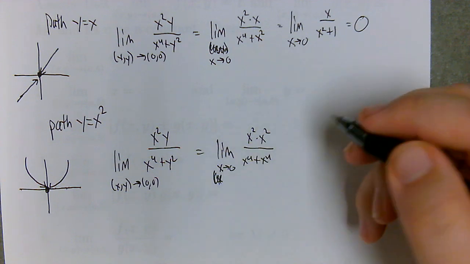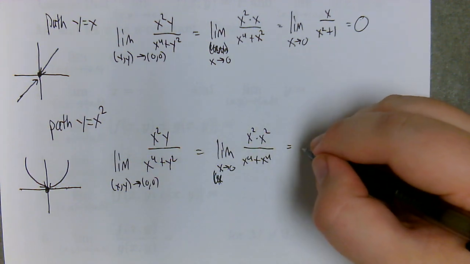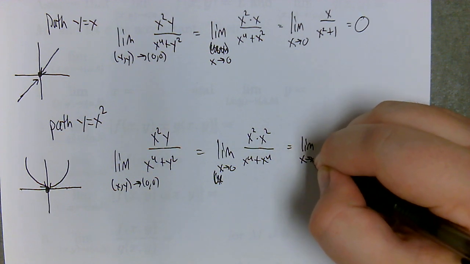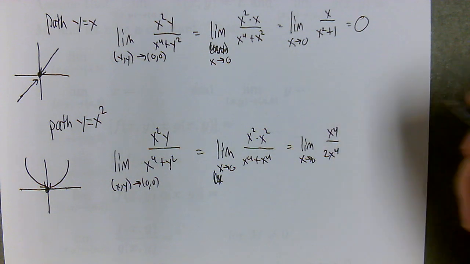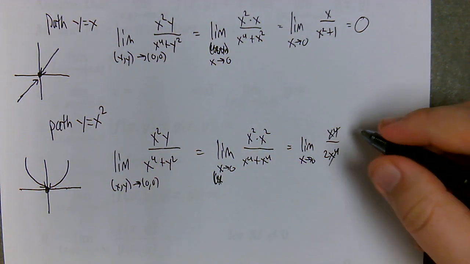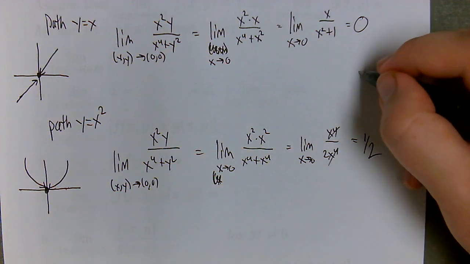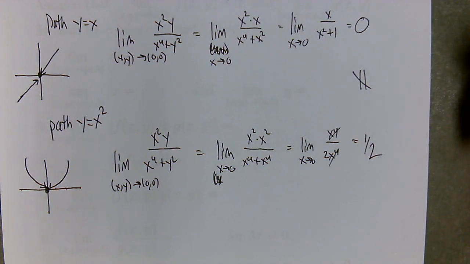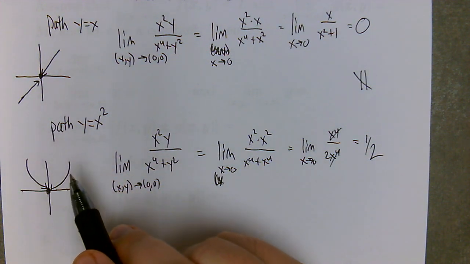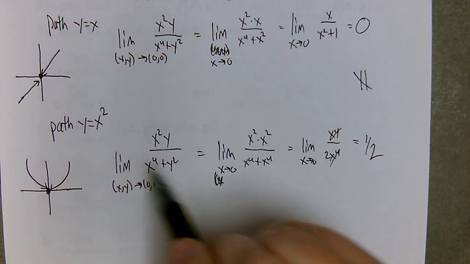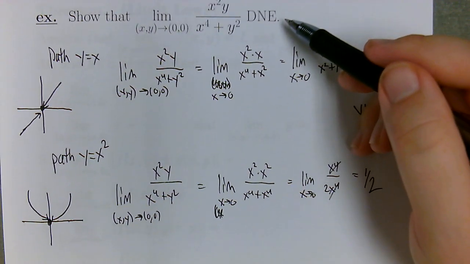And we have x going to 0. All right, on the top, if I multiply these, I get another x to the 4th. And then down here, I have 2 copies of this, so it's 2x to the 4th. And then if I cancel here and take the limit of a constant, I get 1/2. Last I checked, 1/2 is not equal to 0. So depending on which path we decide to take here, we can end up getting 2 different values. So this means that our limit is not going to exist.